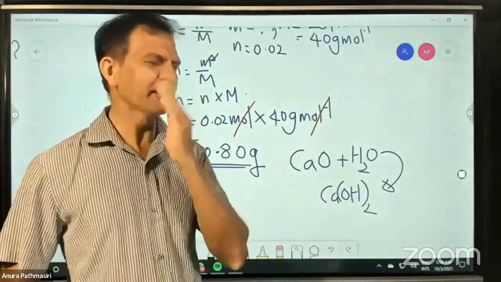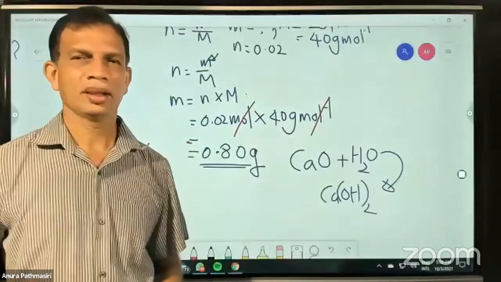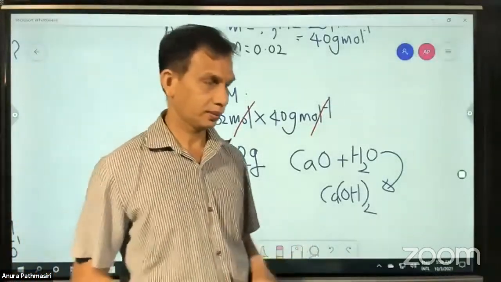Calcium carbonate should be endothermic. You have to give the heat to break it.